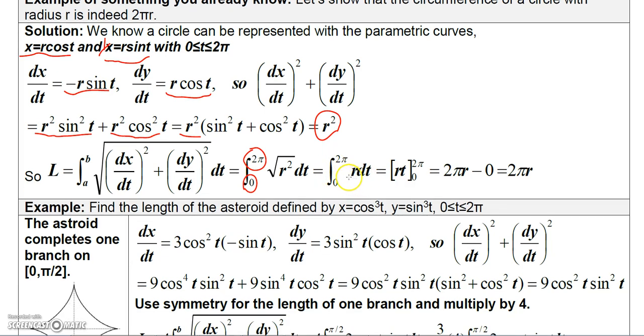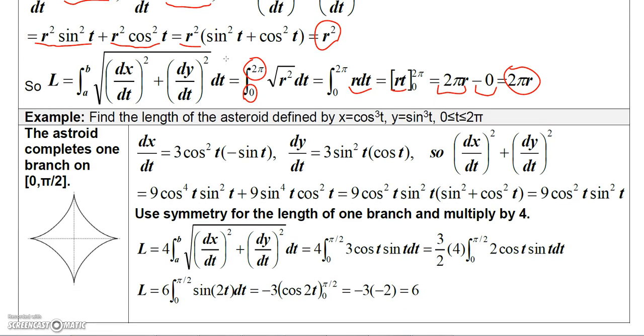Now if you integrate r with respect to t, that's just going to give you rt, so rt from 0 to 2 pi, and then if I apply the fundamental theorem of calculus, replace t with 2 pi and I get 2 pi r, replace t with 0 and I get 0, and so 2 pi r minus 0 is 2 pi r. And that actually is the formula for the circumference of a circle. Believe it or not, it really is.